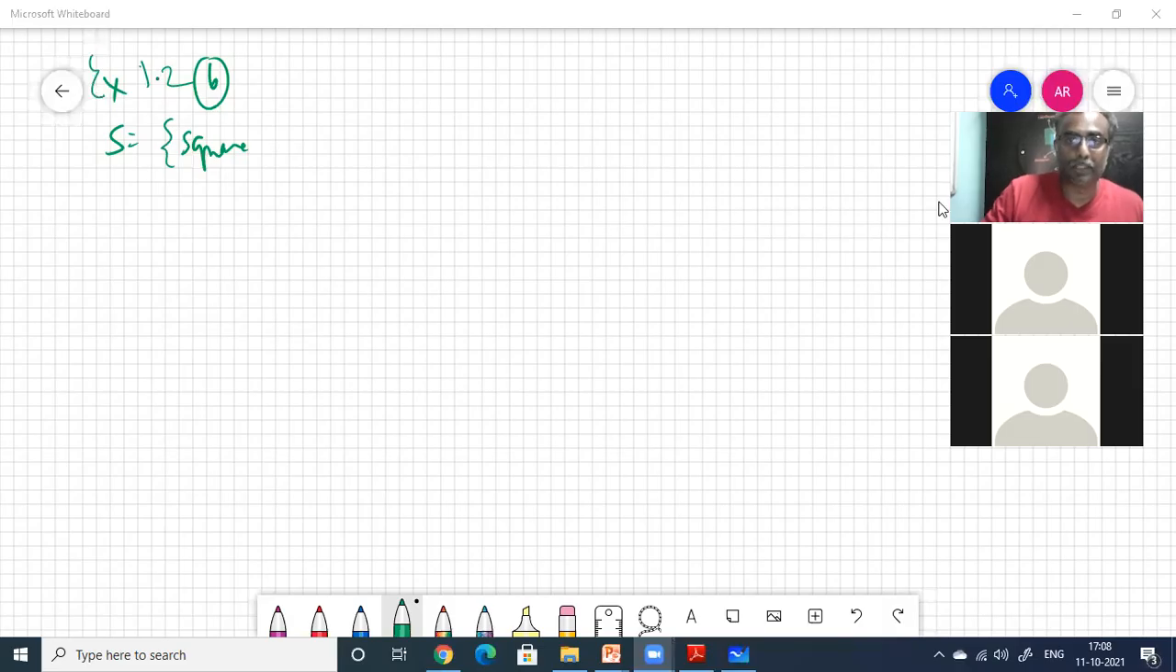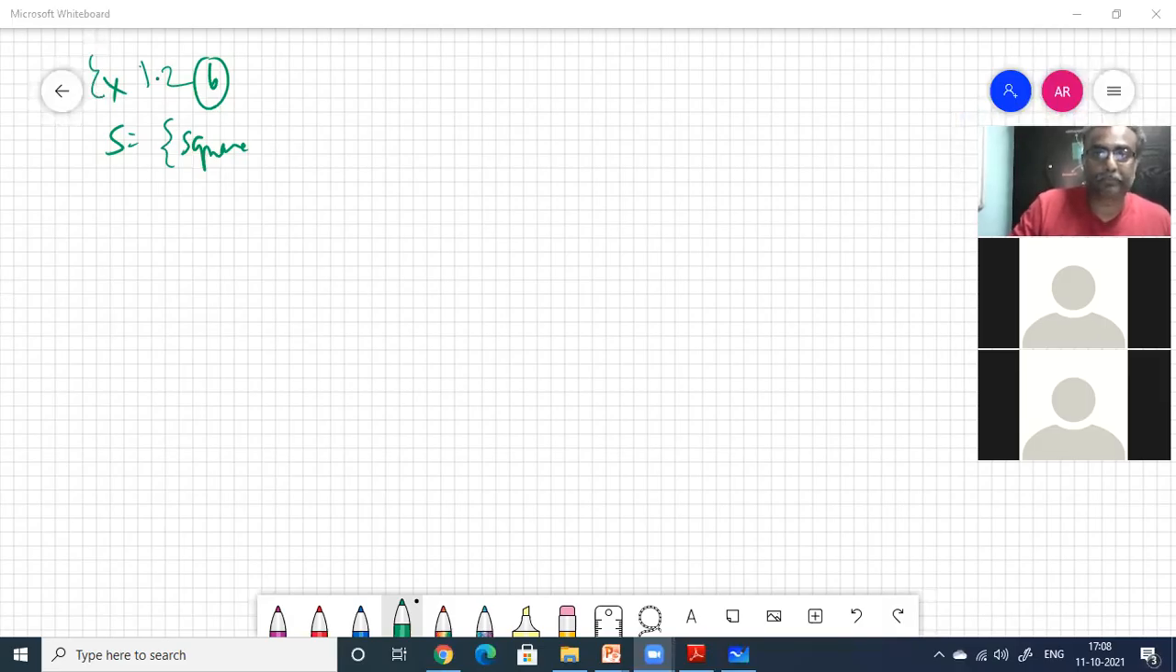Okay, exercise 1.2, sixth sum. Now you tell me the answer. Uncle, you didn't share your screen. I shared, no? Uncle, we can't see the screen. Okay, now it is there. So this is having square, rectangle, circle, rhombus, triangle.